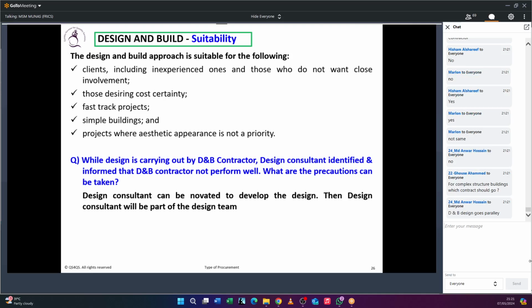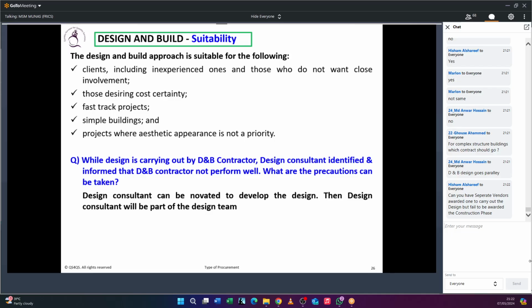In design and build, design goes parallelly, whereas in the two stage, while the pre-contract service agreement, they do the design parallelly, they do the prelims works also. So they are almost, but not the same mechanism. When the second stage failed, you can go for a traditional procurement under the two stage with the new contractor, whereas in design and build, no, you have to terminate and you have to bring the new contractor.